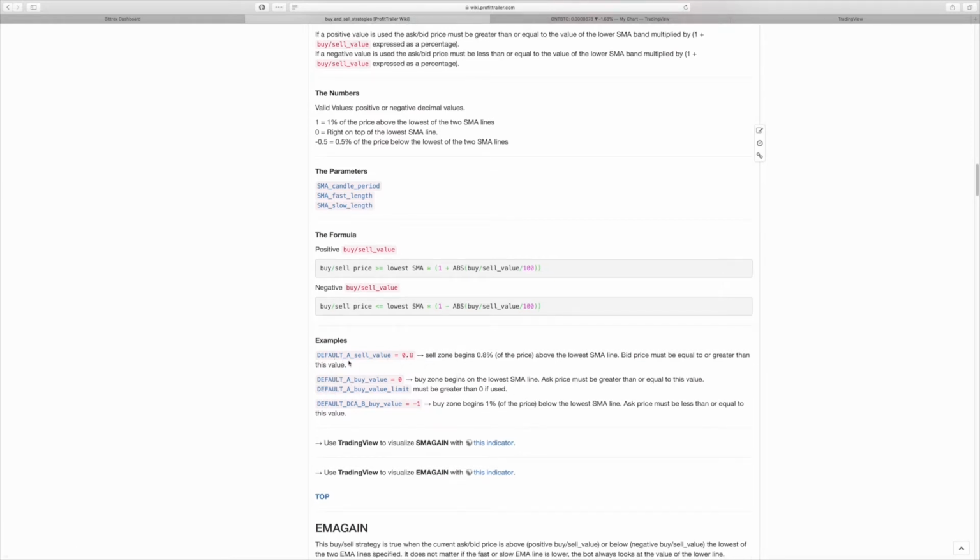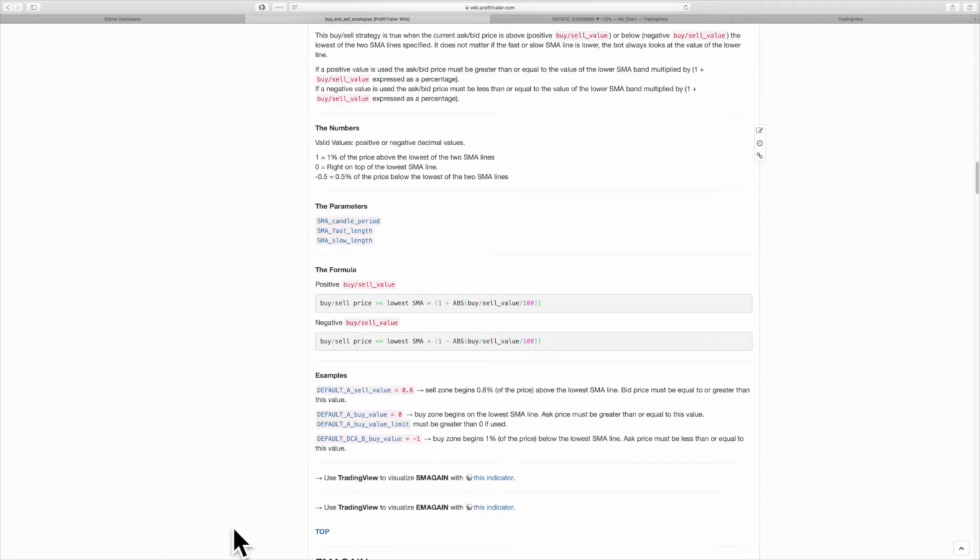The examples here, I'm not going to go over all of these, but here's a good example. Default A sell value 0.8. So the sell zone begins at 0.8% of the price above the lowest SMA line, and the bid price must be equal to or greater than this value in order for it to be bought from you if you're selling it. That's just how this works here. So it starts at 0.8% of the price above the lowest SMA line and goes up from there. So the default A buy value of 0, then the buy zone begins on the lowest SMA line. So there you go.